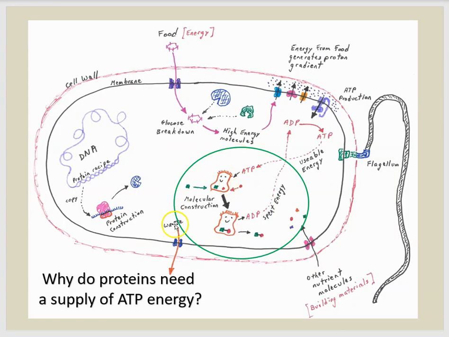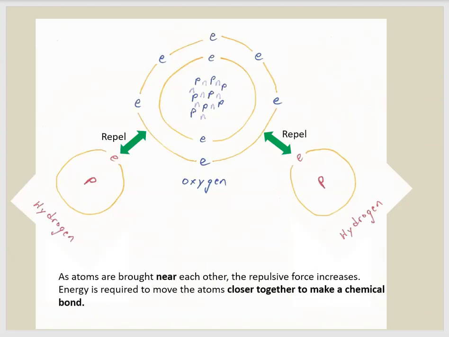And again, we're in the scene here. Where's that energy coming from? ATP. So the cell has to constantly be getting energy, repackaging that energy in the form of ATP molecules, and it's these ATP molecules that will be supplying the energy to do the chemical reactions that are so important to life for a cell. Now, why do these proteins need ATP energy?